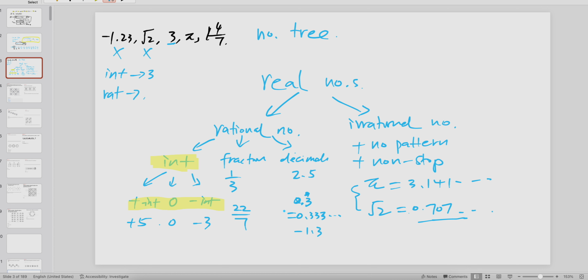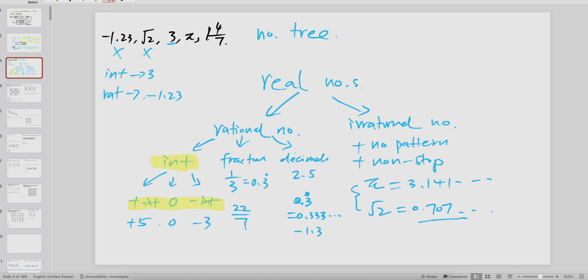Minus 1.23 is rational number, yes. If it can be converted to a fraction, then shouldn't it also be under fraction? Oh, okay, good. So you are very okay. Your point is valid. So in fact, fraction is 1/3, right? So this one, 1/3, is actually 0.3 with a dot above. Okay, so in a way, you can see it as fraction also.